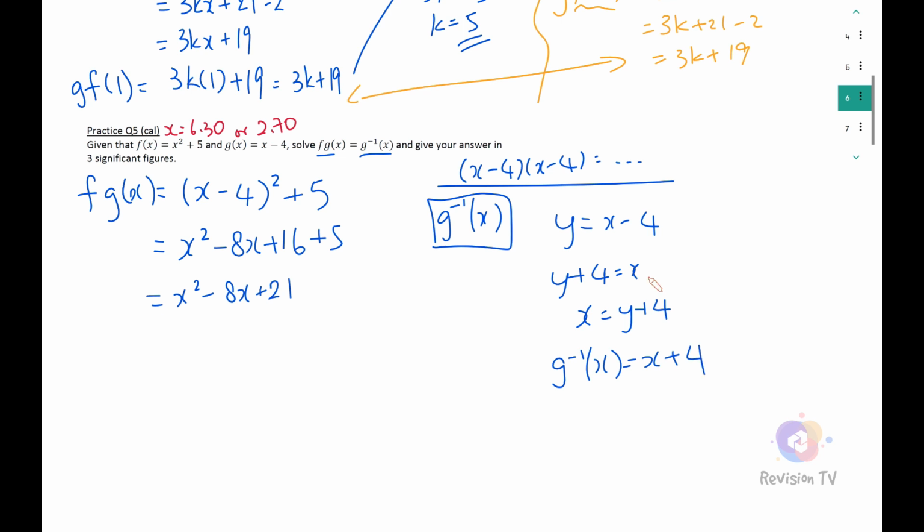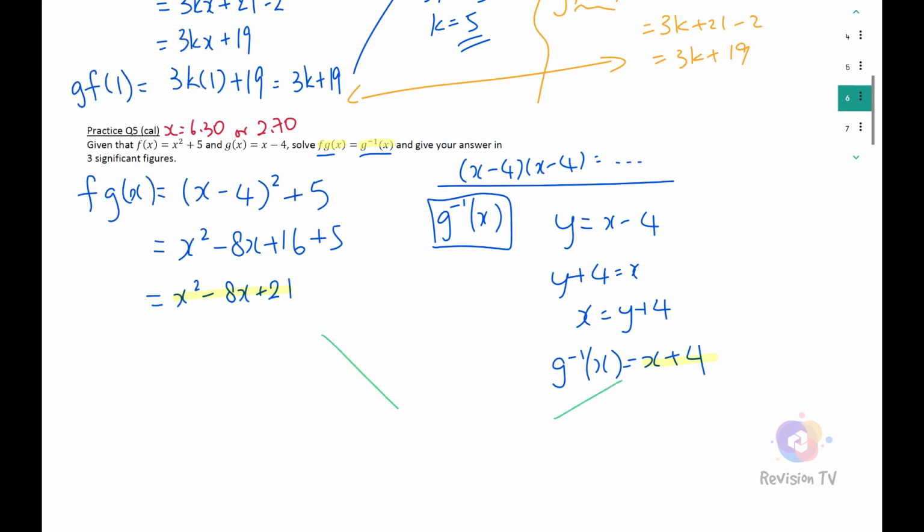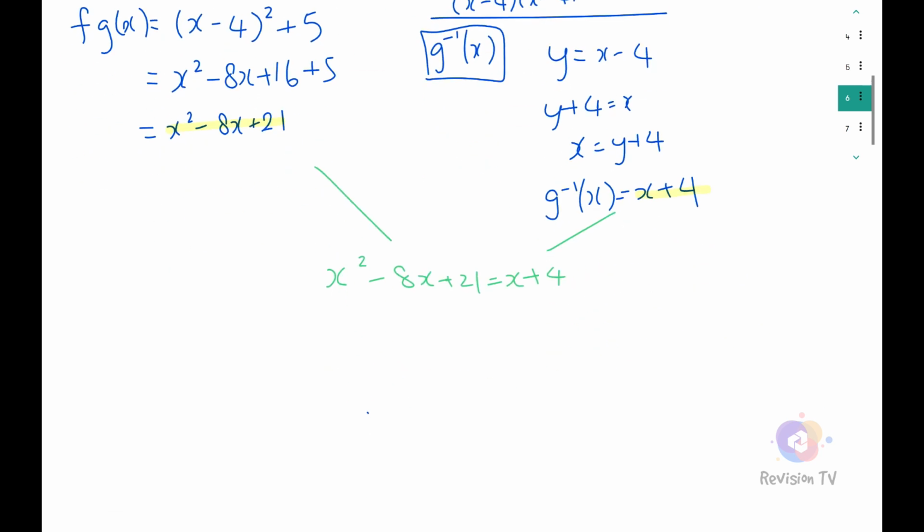All right. Next one, I need to make them equal because I was told f of g of x equals g inverse of g of x. So f of g of x, inverse of g of x. So make them equal. So x squared minus 8x plus 21 equals x plus 4. What does that mean? This means this is a quadratic equation. So what we need to do next step is to put everything on one side and make the other side equal 0. So x squared, bring over, minus 9x, bring it over, plus 17 equals 0.